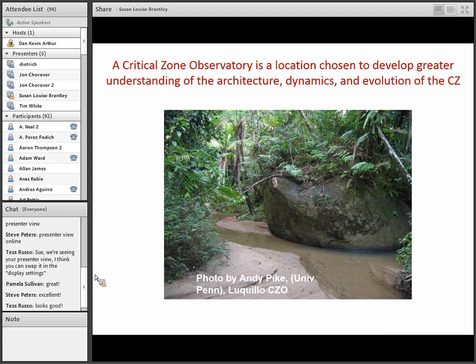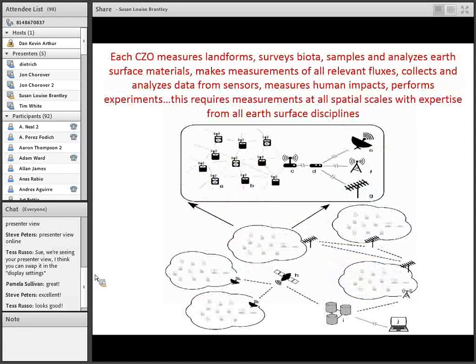Interestingly, some of the measurements change very quickly, some change very slowly, and the amount of metadata you need changes across this diagram. So it's a complex process to get the data online, but that's very important because we want the data to be useful outside of the CZOs and across the disciplines.